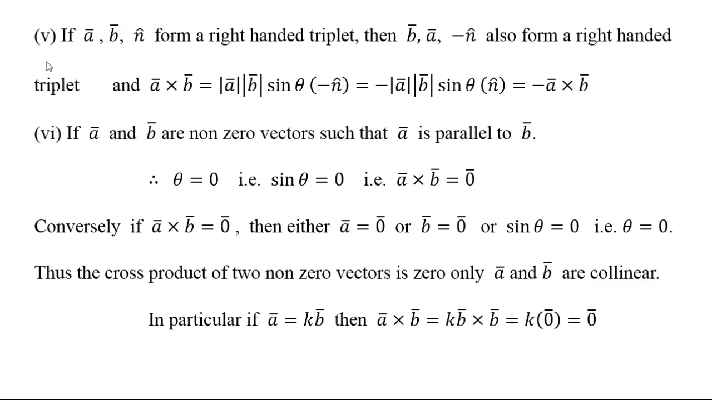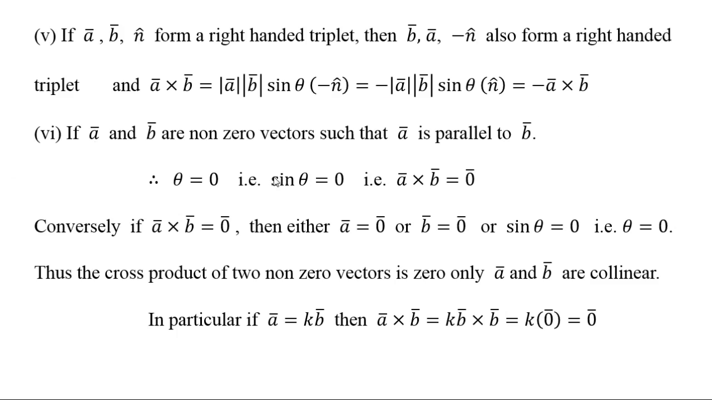The next point is, if A bar, B bar, N cap form a right-handed triplet, then B bar, A bar, minus N cap also form a right-handed triplet. I have explained this fact. I have also told you that A cross B is equal to minus B cross A.